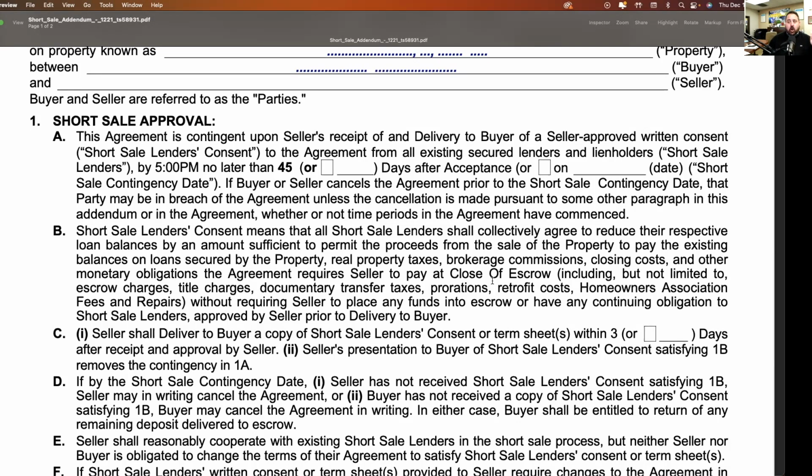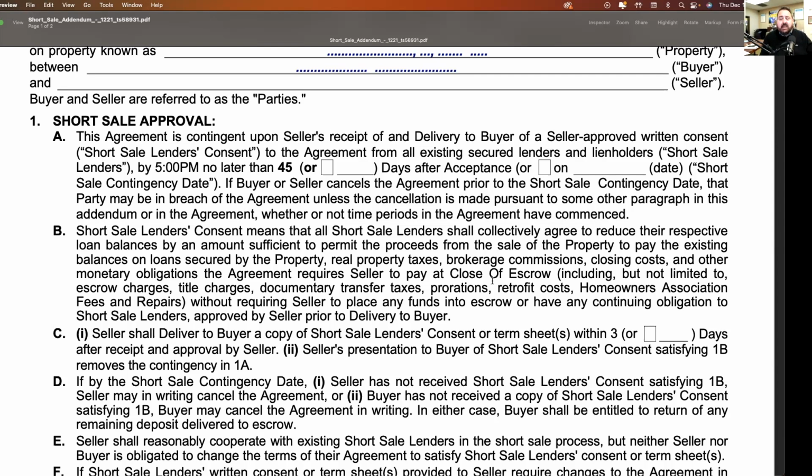Now remember, it says all of them. So you might get an approval from your first trust deed, but you may have additional lien holders that you also have to get approval from in that 45-day period, okay? What that does is make this a contingency of this agreement: it's contingent upon you receiving approval of all of the lenders.